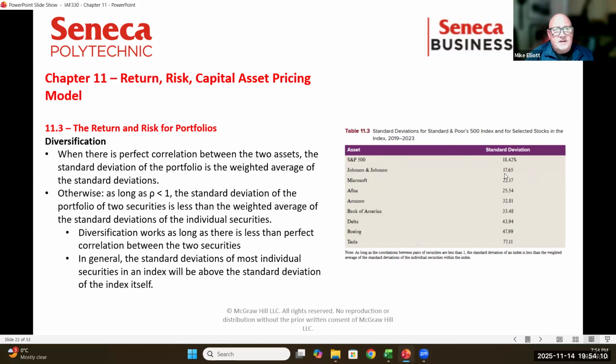Johnson and Johnson standard deviation 17.65%, less than the portfolio. Tesla's standard deviation is 77.1, significantly higher than the portfolio. So we can put high standard deviation stocks into the portfolio, but we're going to have to offset those somehow. That's what diversification does.